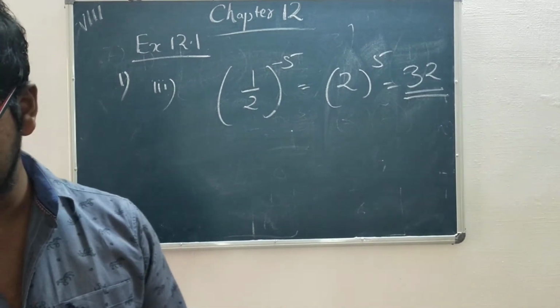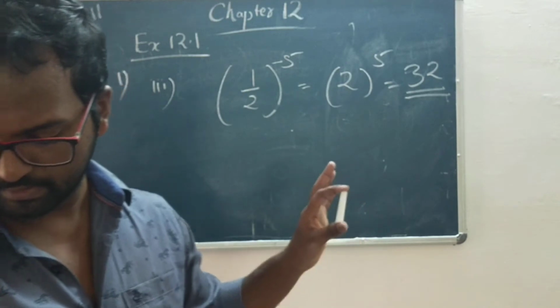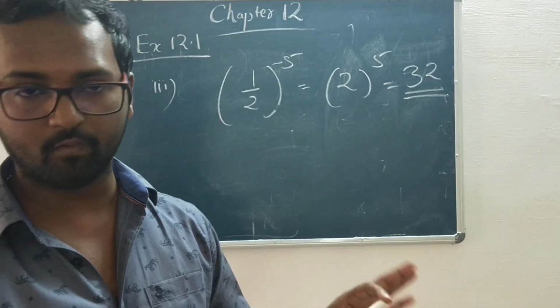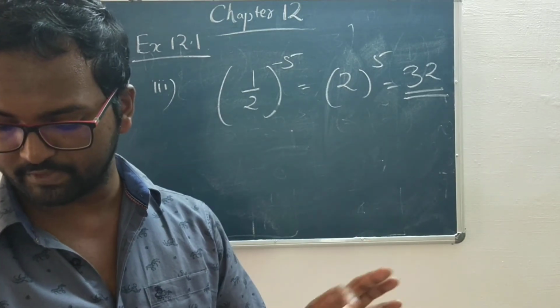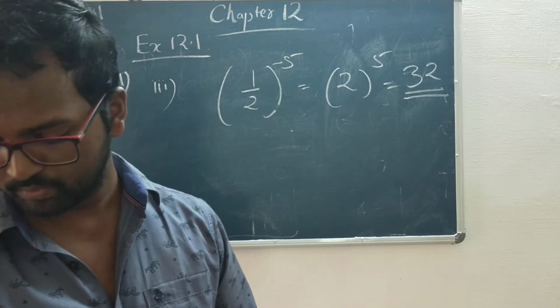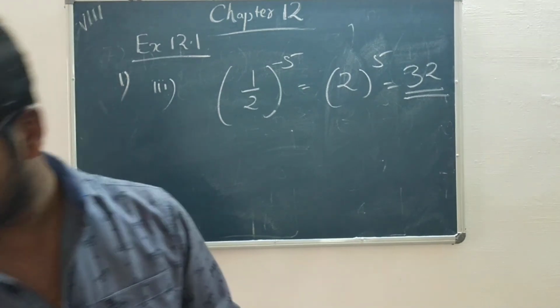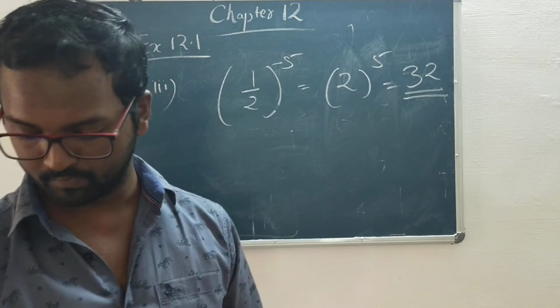The first one and second one of the evaluation question, which is to evaluate, is homework for you. The first one is 3 power minus 2 and the second one is minus 4 power minus 2. That is homework for you. Now the second one.